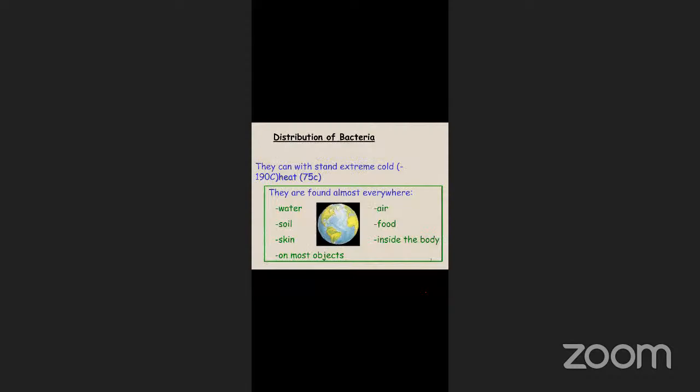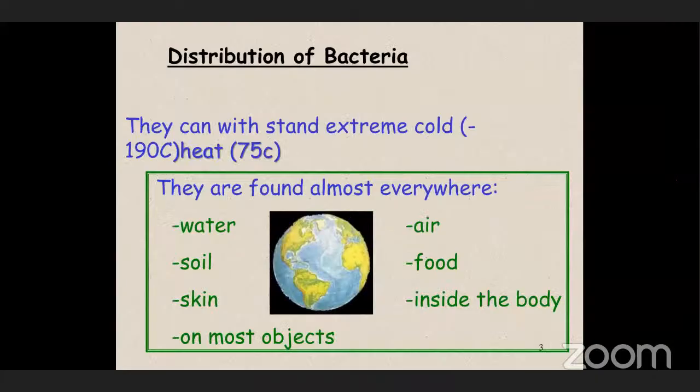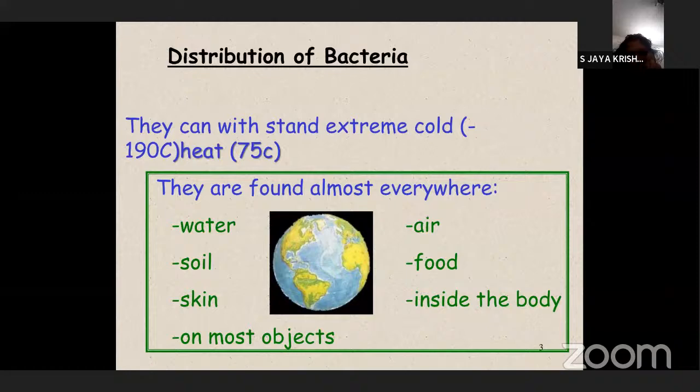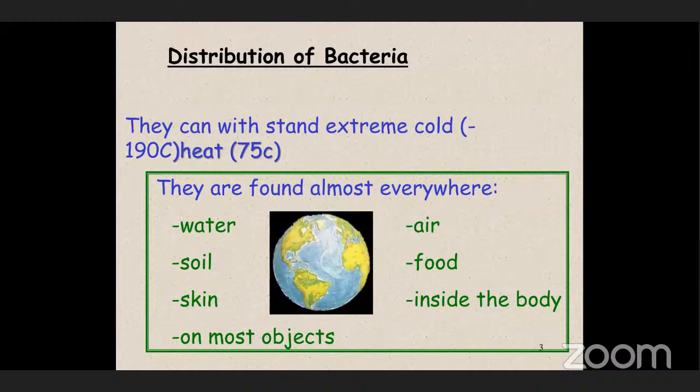Next, distribution of bacteria. Where is bacteria found? Bacteria are found almost everywhere. Water consists of bacteria. Soil consists of bacteria. Our skin also consists of bacteria. Animals also consist of bacteria. Non-living surfaces also consist of bacteria.